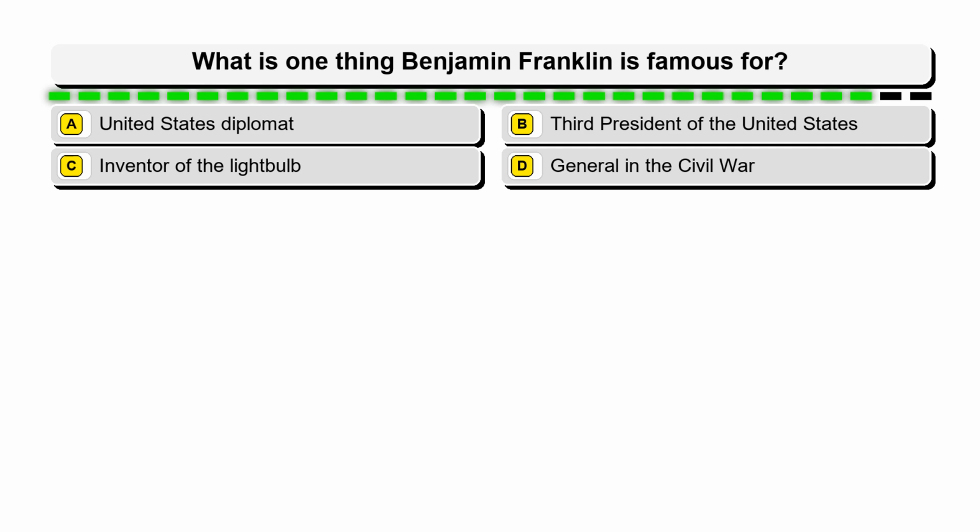Question 1. What is one thing Benjamin Franklin is famous for? Option A. United States diplomat. Option B. Third President of the United States. Option C. Inventor of the light bulb. Option D. General in the Civil War.